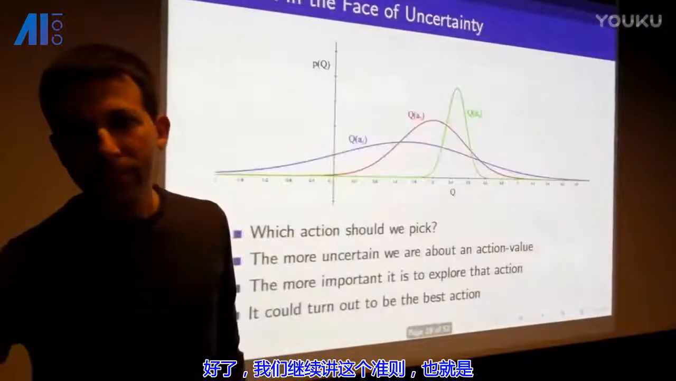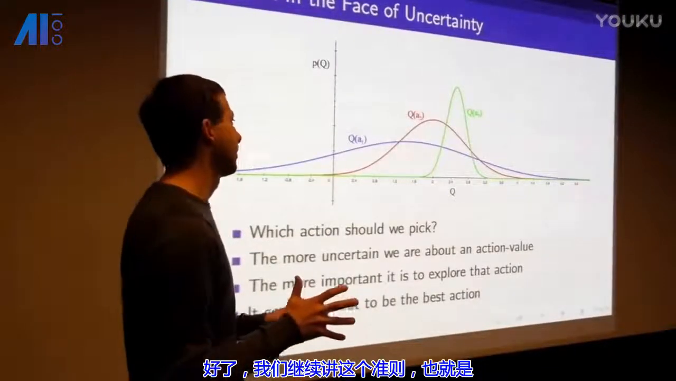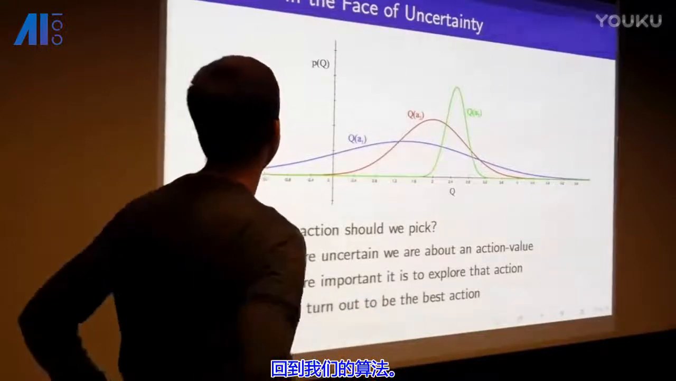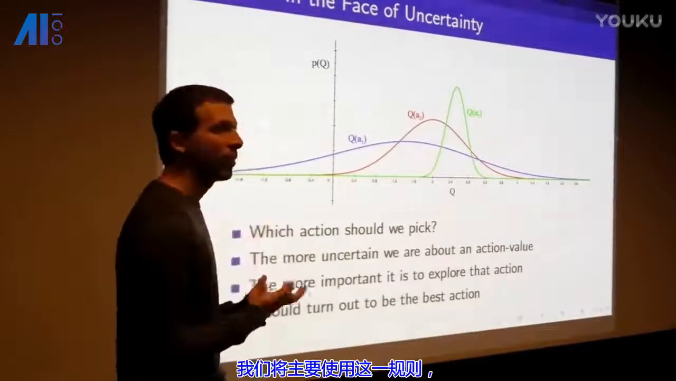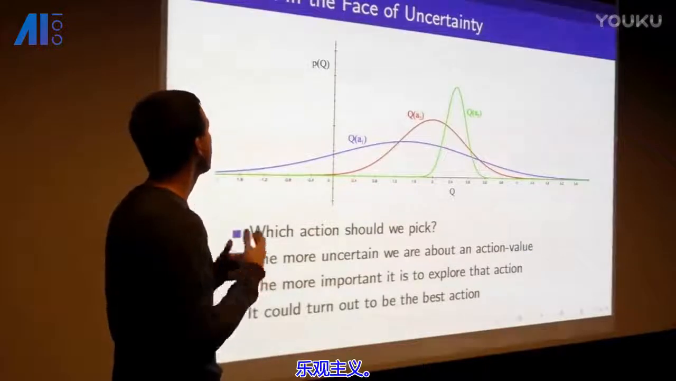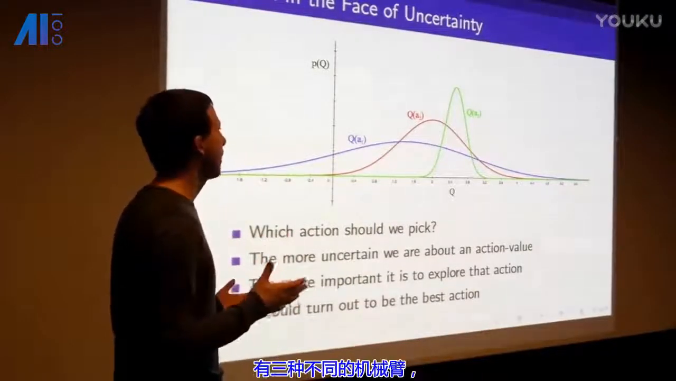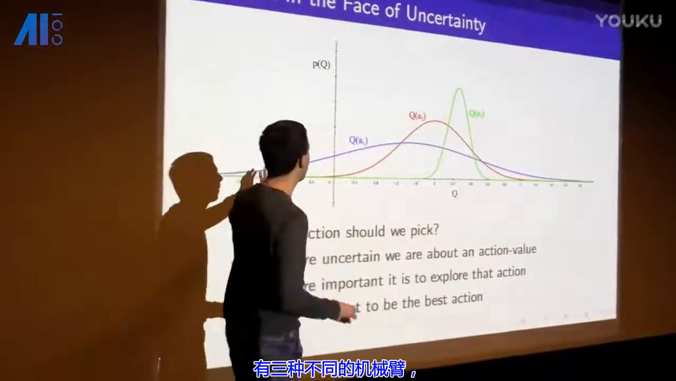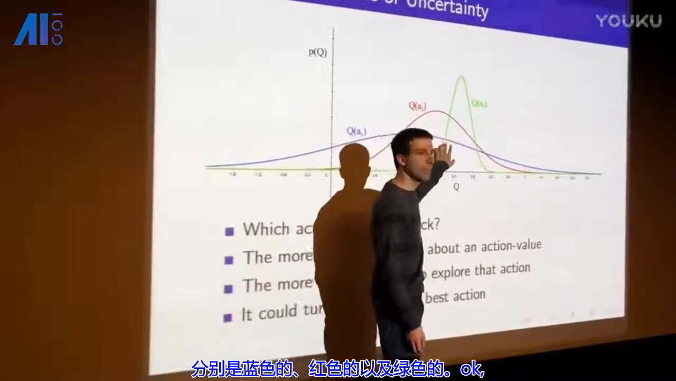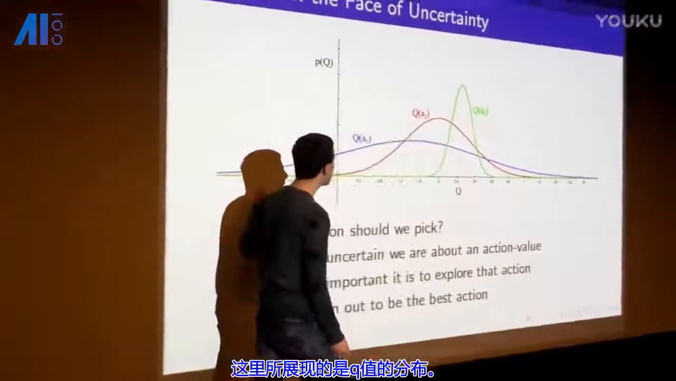Okay, so let's get back to principles and then come back to algorithms again. This is the main principle that we're going to use for this next section, which is the optimism in the face of uncertainty principle. Imagine that there are three different arms. Here are three different arms: there's the blue arm, the red arm, and the green arm.